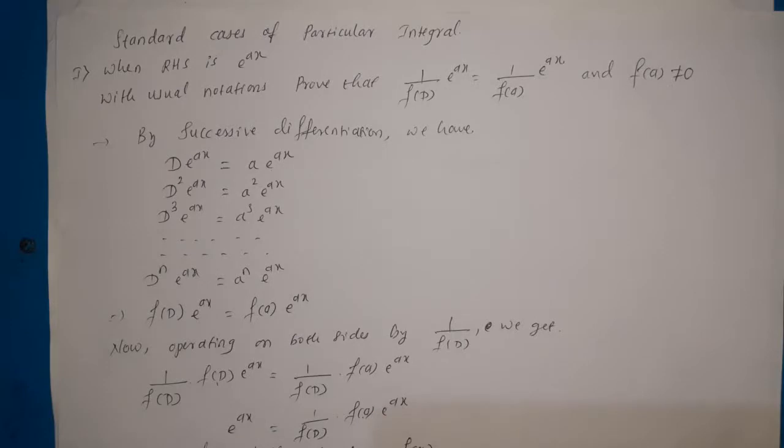But it is not compulsory that for all the given differential equations of the form f of D into y is equal to e power ax, f of a must be non-zero, right? If it is equal to 0, then how to solve the differential equation? So that is the case of failure of the first case of the particular integral. So let us discuss: if f of a equal to 0, then how to find the particular integral.